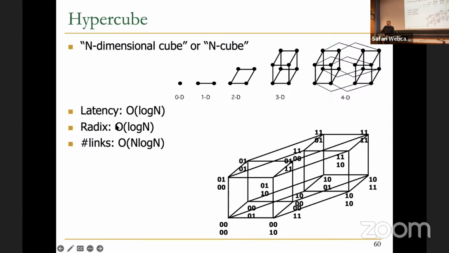Radix is the number of links connected to each router. Radix is order log n here again, and the number of links is order n log n. And this is how a hypercube is connected. This is actually for 4D. I think we used this kind of question for one of the exams. But we explained it, so you didn't need the explanation here to understand. We provided enough explanation in the exam draft.